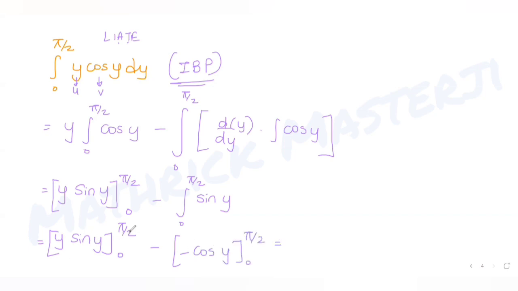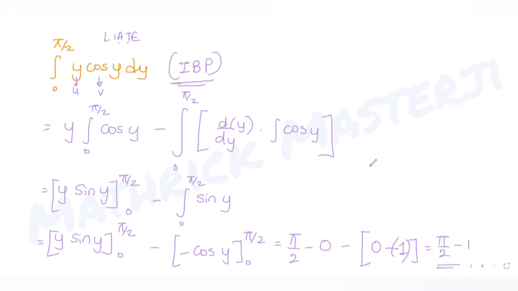Now if I apply pi over 2 into sin pi over 2, sin pi over 2 is sin 90, and sin 90 is 1. So you get pi over 2, minus 0 into anything is 0. Then minus cos y: minus cos of pi over 2 means 0, minus cos of 0, and cos 0 is 1, so minus 1. So 0 plus 1, and from here you get pi by 2 minus 1.